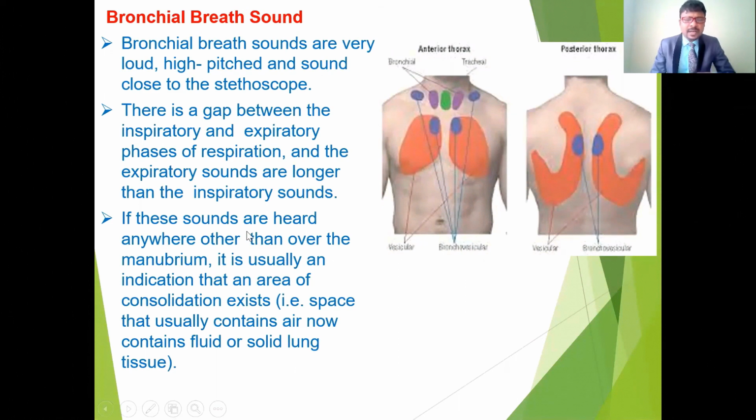If these sounds are heard anywhere other than over the manubrium, it usually indicates an area of consolidation. Consolidation means the air spaces, normally filled with air, are filled with fluid or some other abnormality. Most of the time we hear these bronchial sounds over the manubrium sterni, the sternum. If heard elsewhere, it indicates consolidation, meaning fluid accumulation or abnormal air, so we can think about bronchial breath sounds.